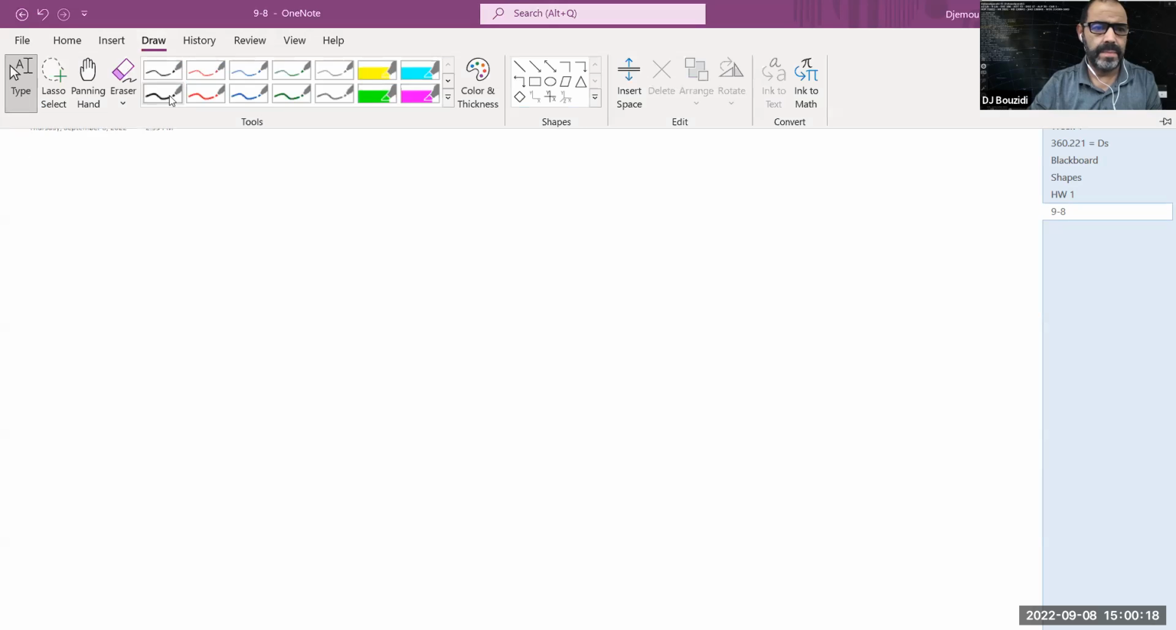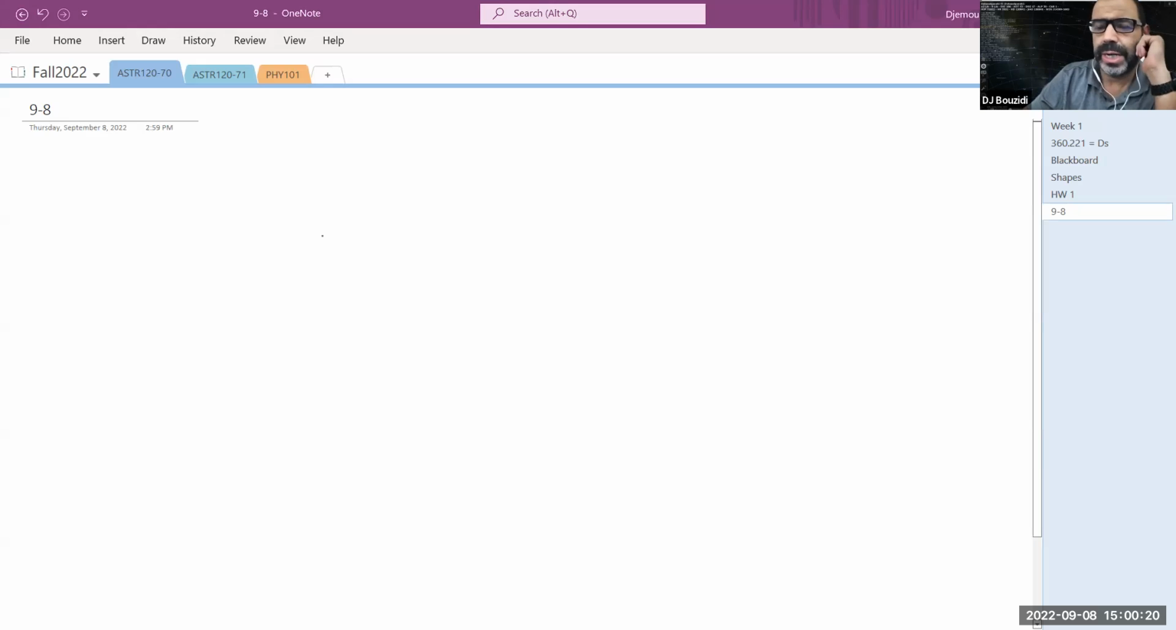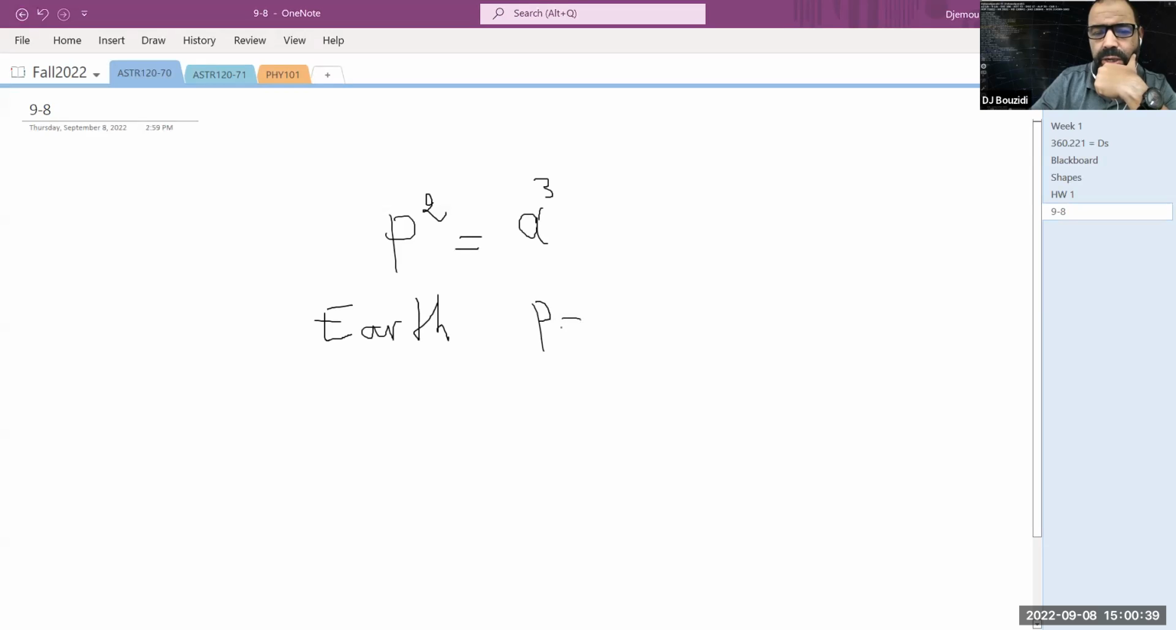So this is basically what the law says. It says P squared is equal to a cubed. This is the third law of Kepler, okay? For the case of the Earth, it's easy. Remember, P for the Earth is exactly 1 year, and we need P to be in years, not in any other unit.